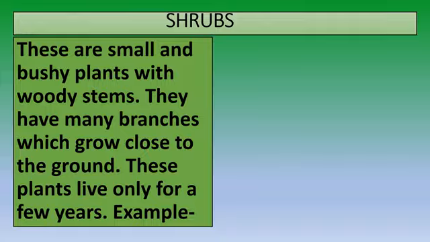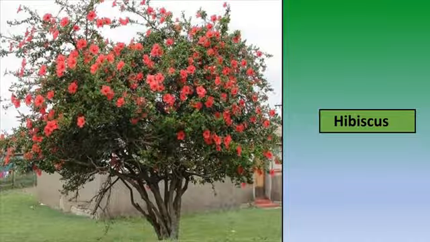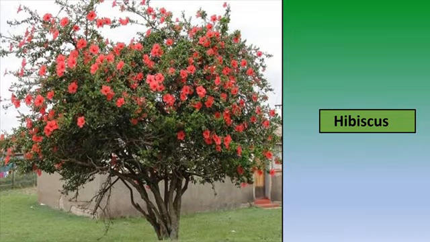These plants live only for a few years. For example, the rose plant. Now, if you look at this picture carefully, you will notice that the rose plant is small and bushy with woody stems and has many branches which are growing close to the ground. Hibiscus. Now hibiscus is also a shrub as it is bushy and has many branches. It also has woody stems which are growing close to the ground.